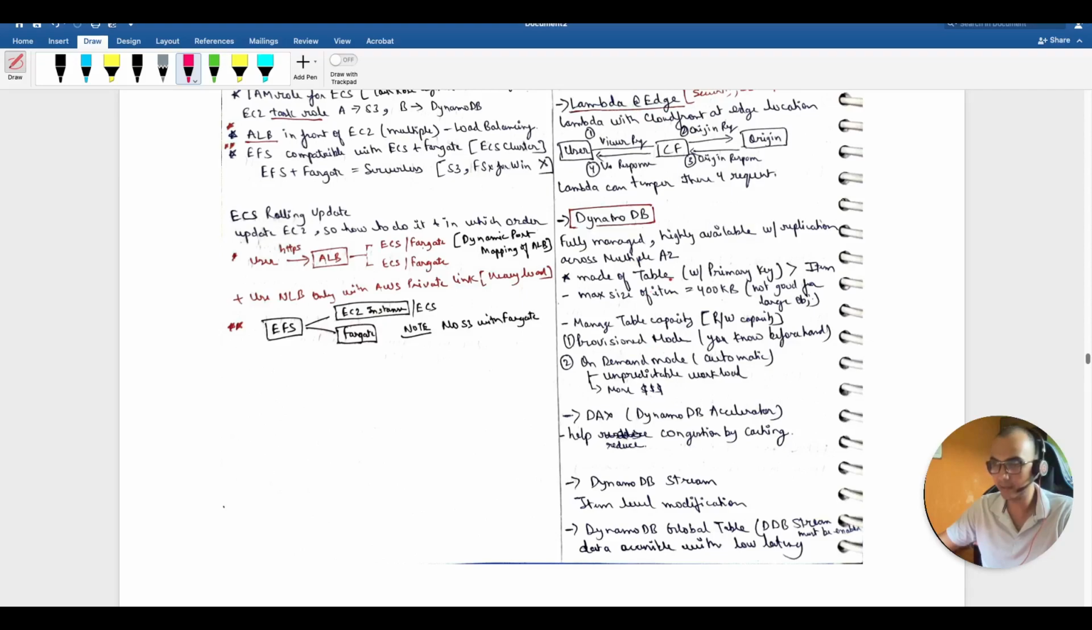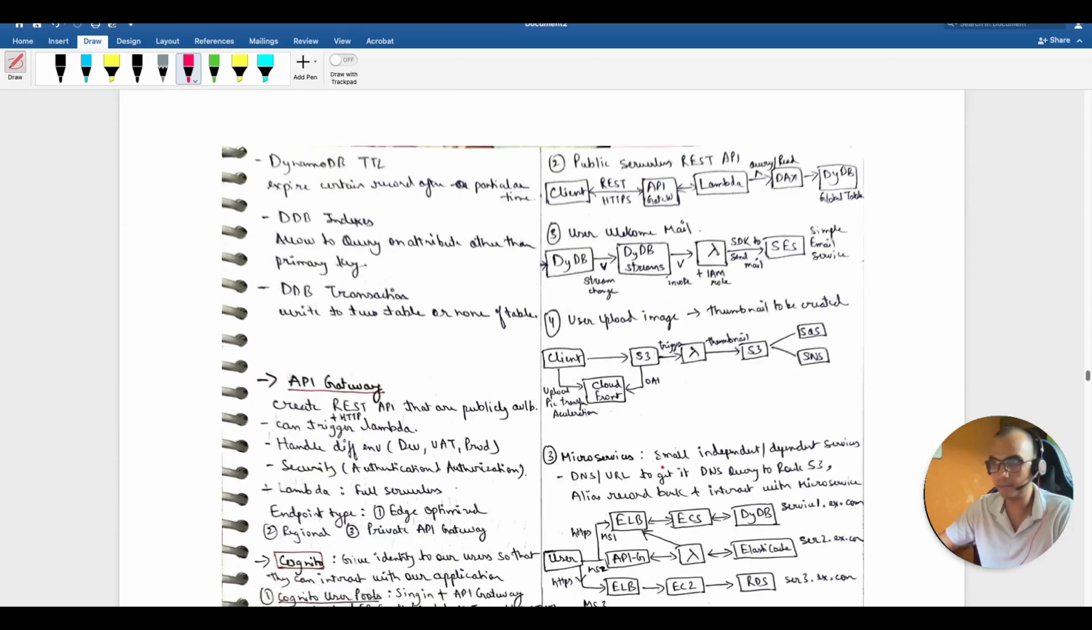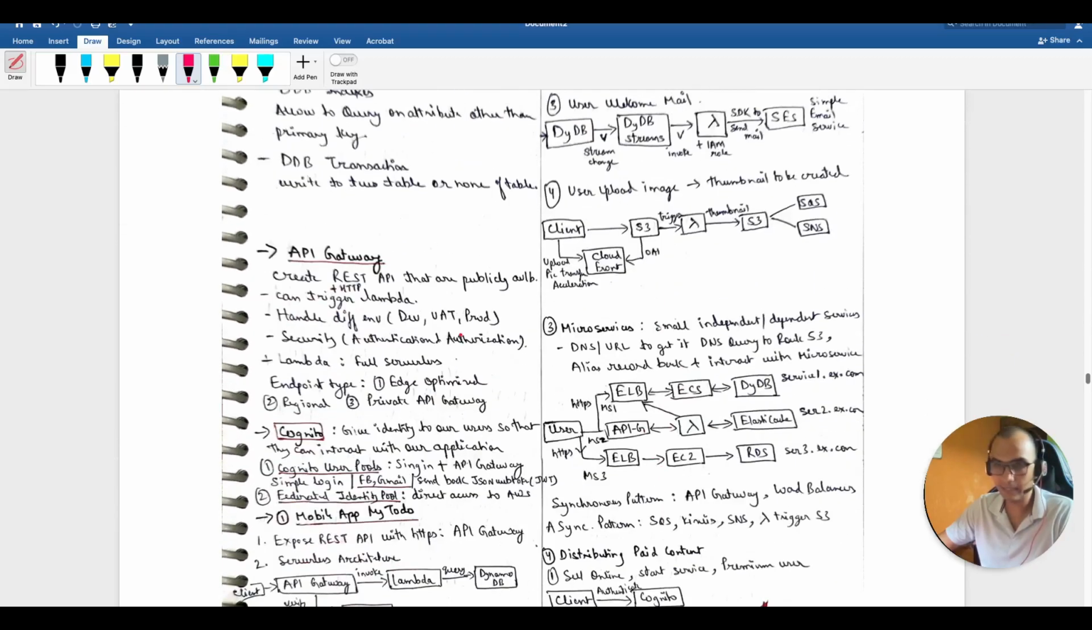So this is the fifth kind of database. The earlier ones were RDS, then Aurora, then ElastiCache, and after that we went through S3, and this is the fifth one. In this also, we have a DynamoDB accelerator called DAX. So how it is helpful, and yep, this is it. And the syllabus is vast.